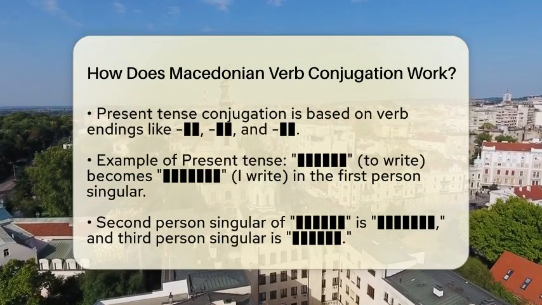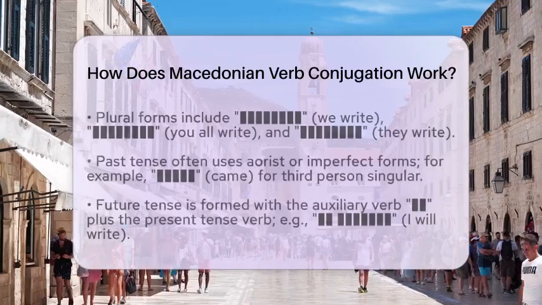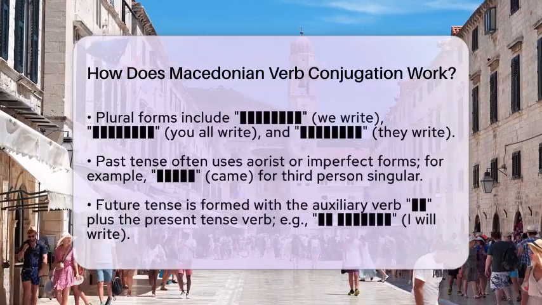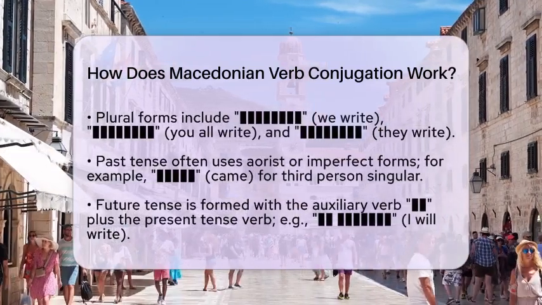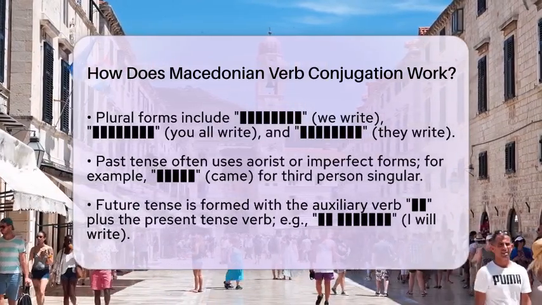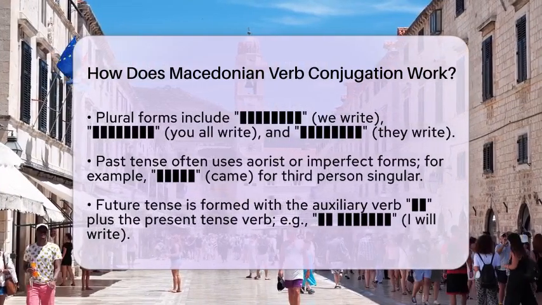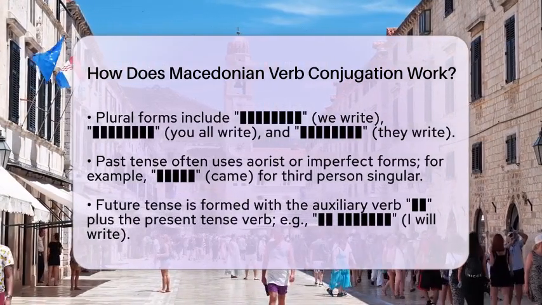Now let's look at the past tense. This tense uses different patterns, often relying on the aorist or imperfect forms. For instance, the verb de Cyrillic letter 458 deye, meaning to come, is simply de Cyrillic letter 458 deye for the third person singular in the past tense.